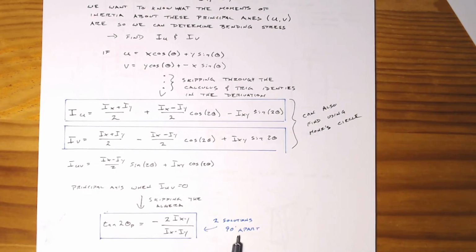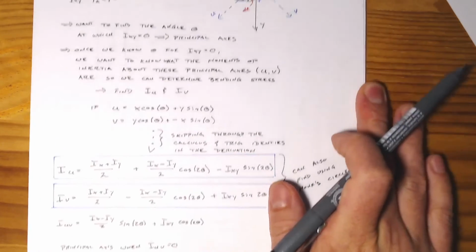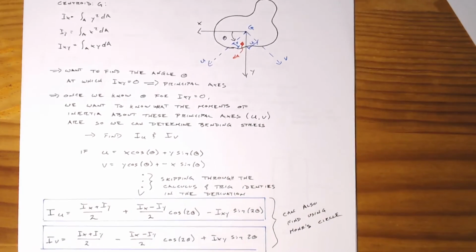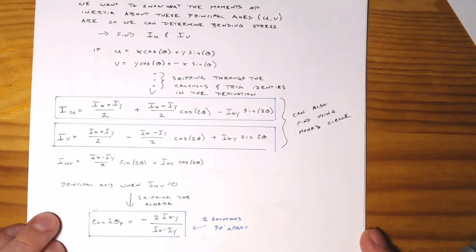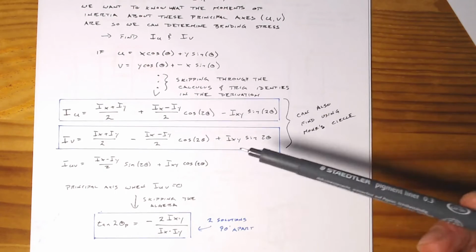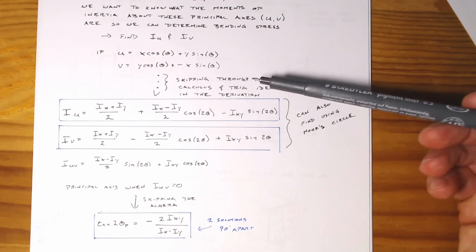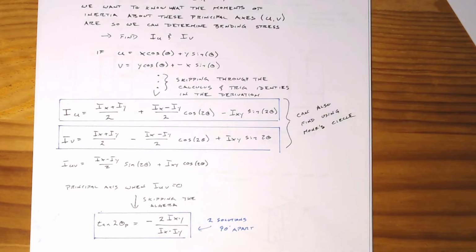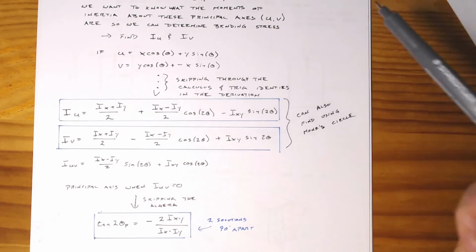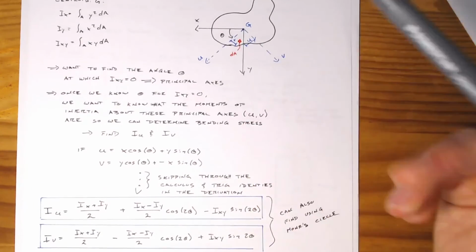And if you solve this, you'd find that you actually get two solutions, and they're 90 degrees apart, which should make sense because our principal axes are 90 degrees apart. So that's, again, a bit of hand waving there. We'll skip through a lot of the derivation, which is effectively just a lot of mathematics, which is not really what we're trying to test you on here.